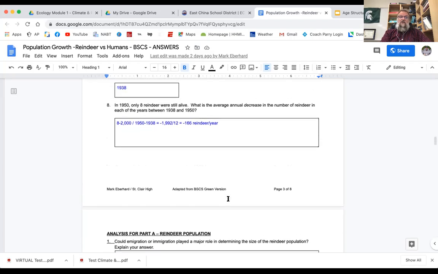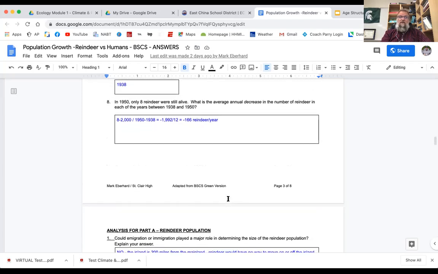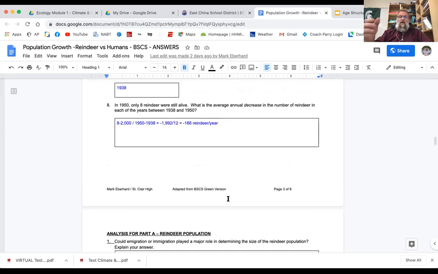So that brings us to some questions to think about. So it says, could immigration have played a role in determining the size of the reindeer population? Are we going to have deer moving onto the island, or deer moving off the island? Think for a moment. No, this is an island 200 miles out in the Bering Sea, a very rough sea. These reindeer are not swimming 200 miles. They don't got magic dust from Santa Claus.